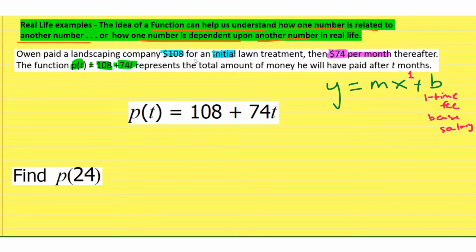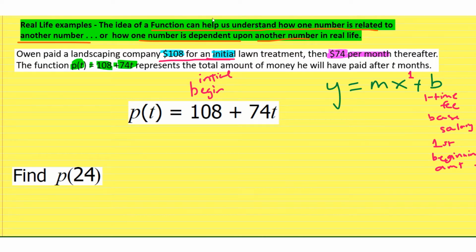So like a base salary, you get paid one time. So in this one, it says initial, also a first fee, right? The first or initial fee, the beginning amount. Those are other things that a y-intercept can mean in real life, a beginning amount. So 108 is our beginning amount. So that's what we would say our initial or beginning fee was equal to, the 108.